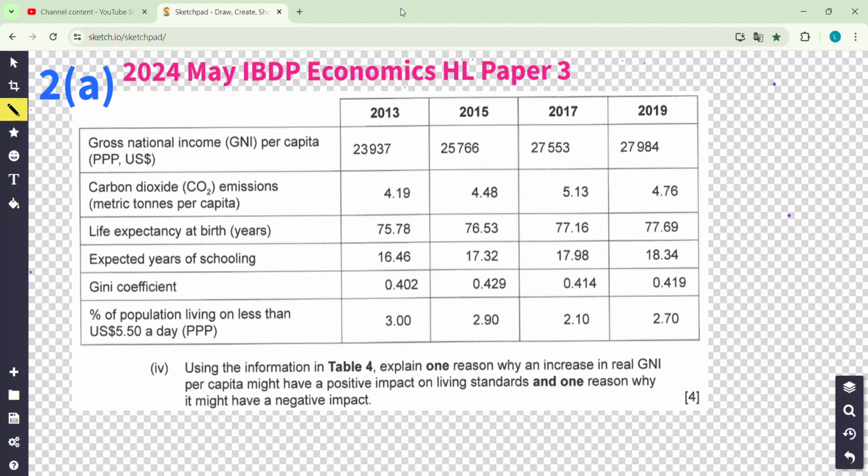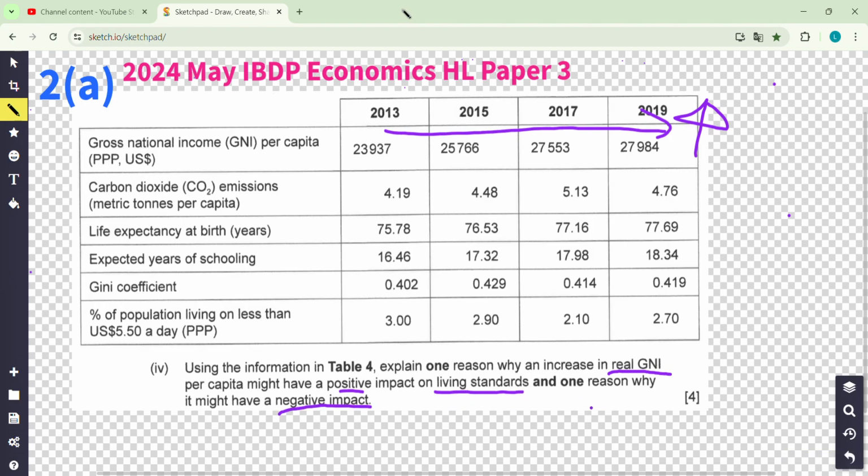Question 2A4 is about the table. Look at the question first. Explain one reason why an increase in real GNI per capita might have a positive impact on living standards, and also a negative impact on living standards. Yes, increasing, exactly. Think about it.